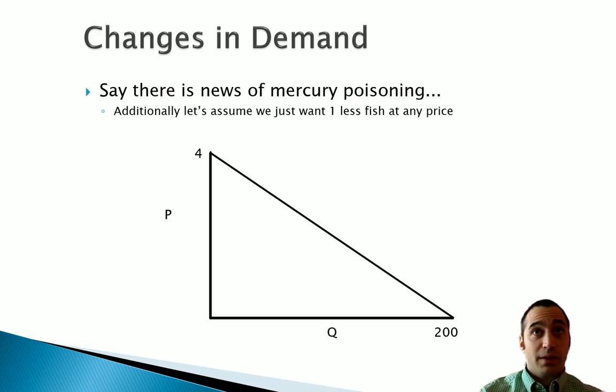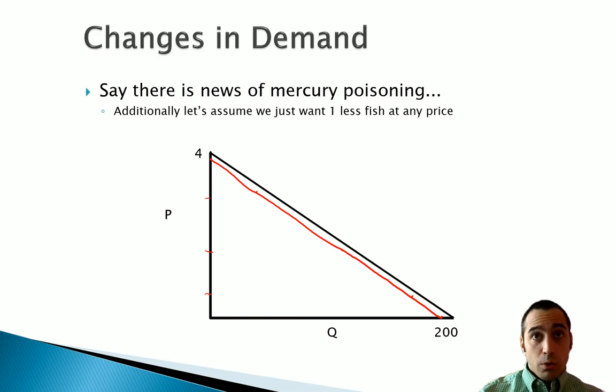By the description, we want 1 less fish at any price. So at the price of 0, I would want 199 fish. Similarly, at the price of 1, I would want 1 less fish. At the price of 2, I would want 1 less fish. At the price of 3, I would want 1 less fish. So this suggests there would just be a leftwards movement of this curve of a magnitude of 1.